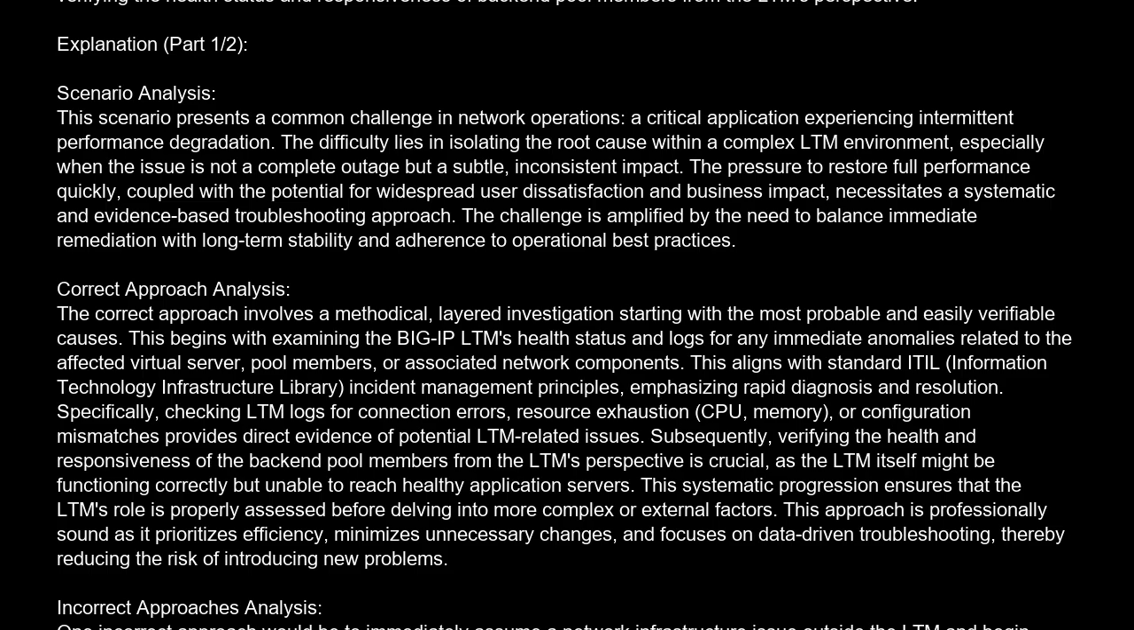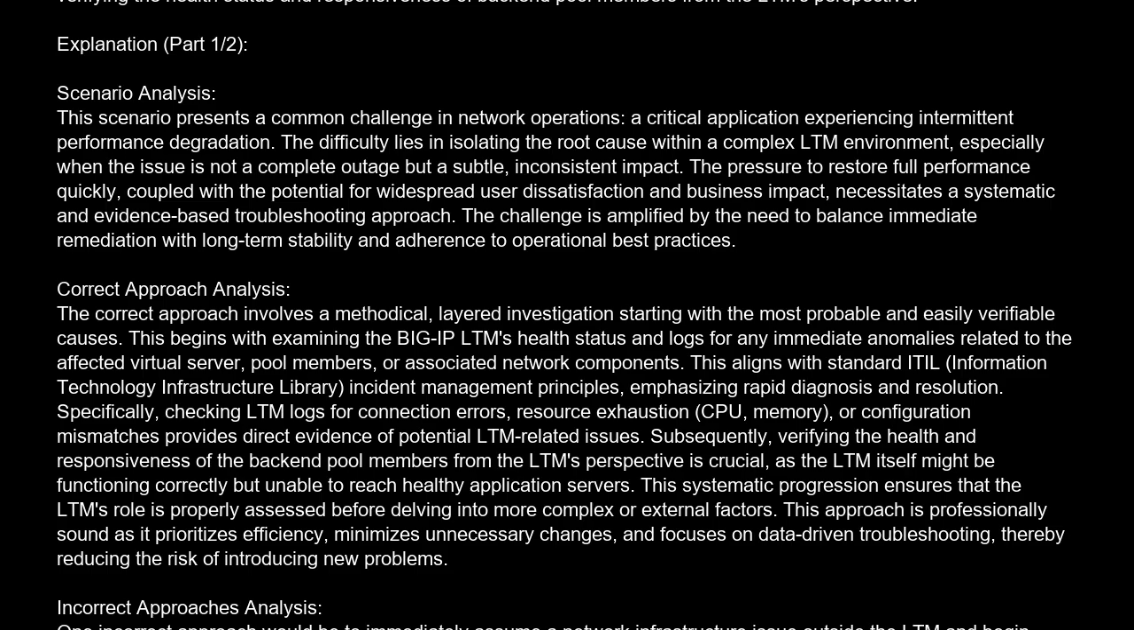The pressure to restore full performance quickly, coupled with the potential for widespread user dissatisfaction and business impact, necessitates a systematic and evidence-based troubleshooting approach. The challenge is amplified by the need to balance immediate remediation with long-term stability and adherence to operational best practices.